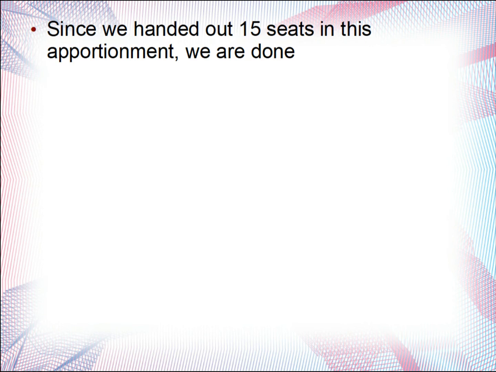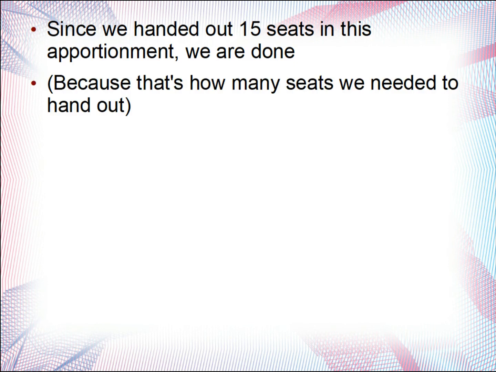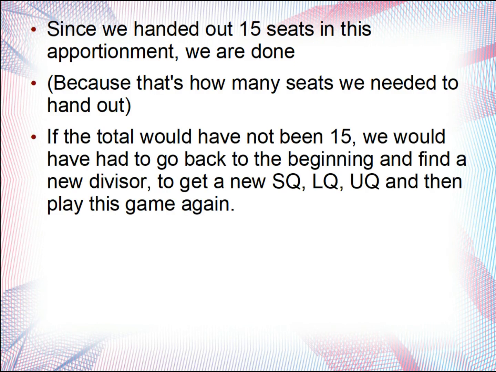So I kind of rigged this to make sure that it did work on the first try, and I will continue to do that for you. However, in theory, if the total had not been 15, we would have had to go all the way back to the beginning, find a new standard divisor to get a new standard quota, and therefore a new lower quota and a new upper quota, find the geometric means of the new lower quota and upper quota, and hand the seats out and hope for the best.